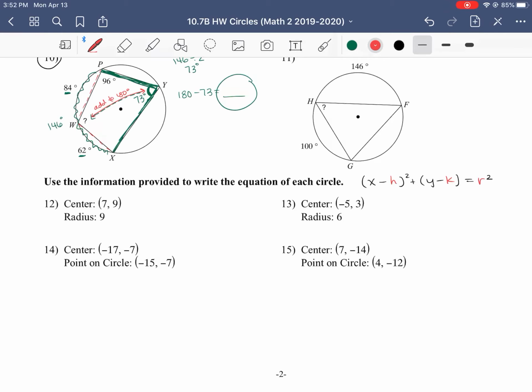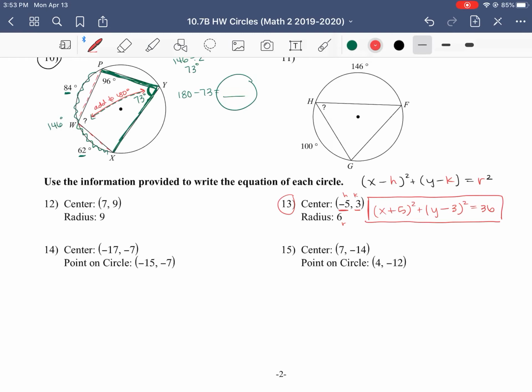Down here, let's just look at 13 right below. My center, that's my h and my k, and here's my radius. I am just going to say x minus, but this is subtract, so we do the opposite, plus y minus, that's a positive 3, so we're good there, equals r squared. R is 6, so 6 times 6 is 36. So on this one, you should end up with this.